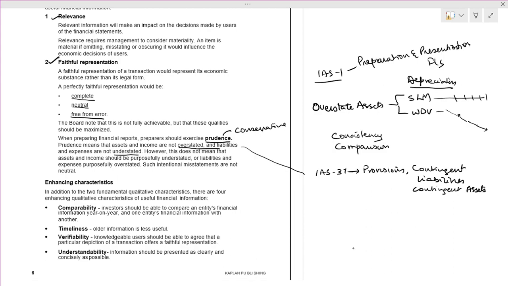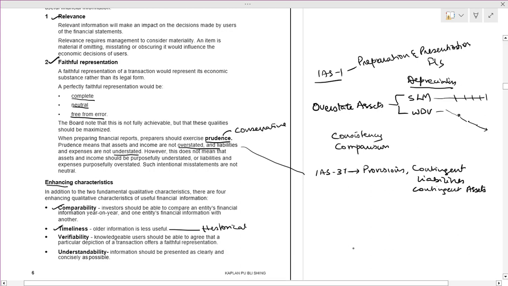What are the enhancing characteristics? What can we add something more? You should have comparability and timeliness. Older information is less useful because of historical cost. It is a historical accounting concept. I will put it as historical accounting.